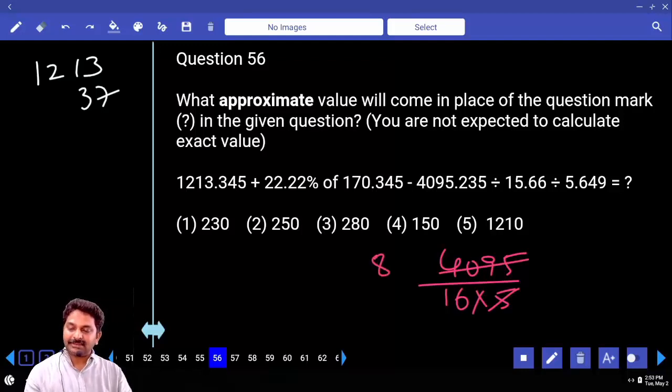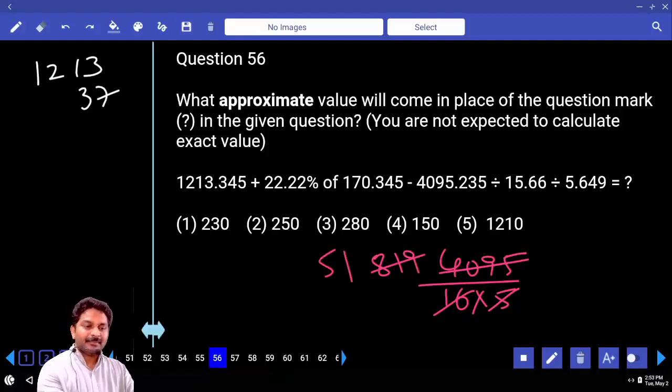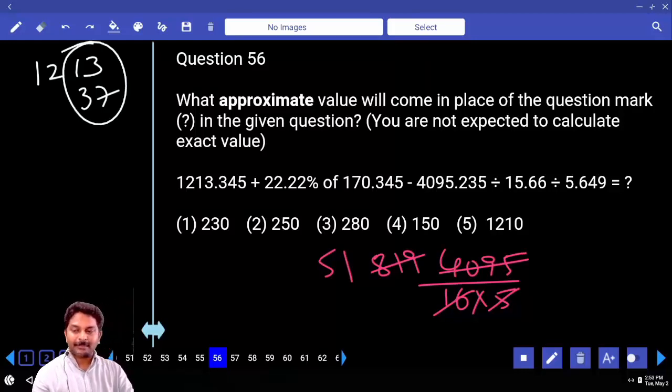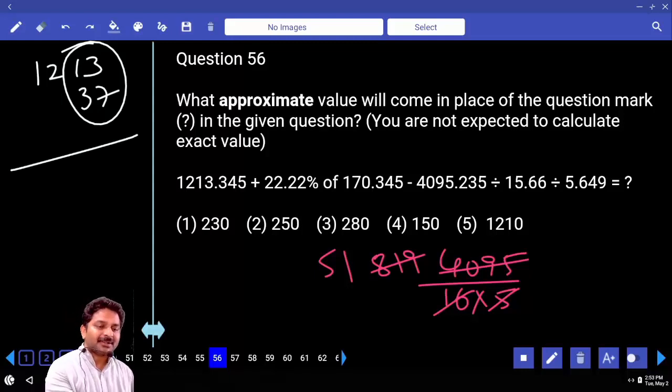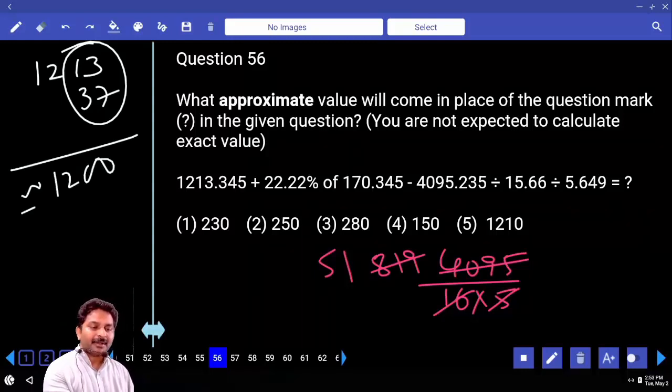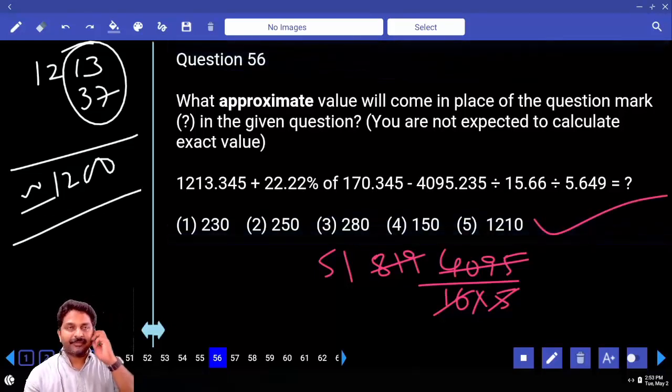Come on. 8 1 9, 16, 5 times 1 time. That means minus 51 only. Already how much you have here? Come on, 50 minus 51. Answer approximate, approximately 1200. Fifth option.